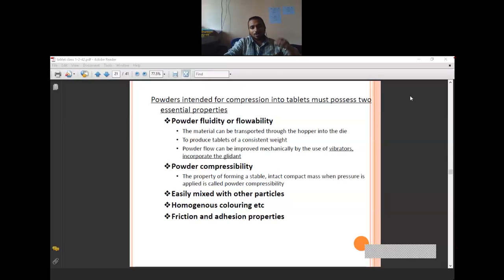So why are powder fluidity and flowability important? The material can be transported through the hopper into the die. If the particular material has very free flow properties, then it will flow easily from the hopper to the die.